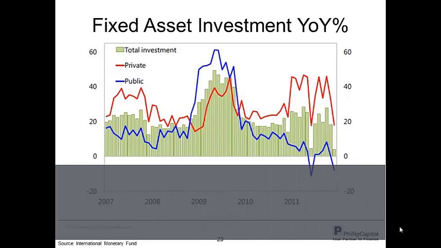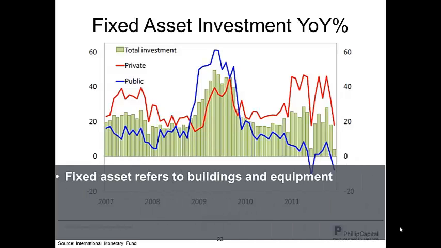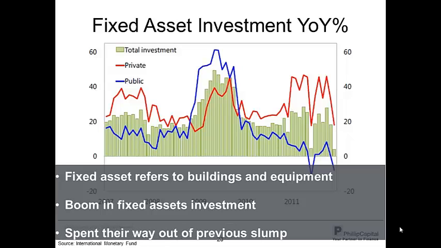Fixed asset investment refers to spending on buildings, equipment, roads, and railways that help in the production of goods and services. Easy fiscal and monetary policy during the last financial crisis led to a boom in fixed asset investment. The Chinese government spent their way out of the previous slump, and they are doing it again in the current downturn, although on a smaller scale now.